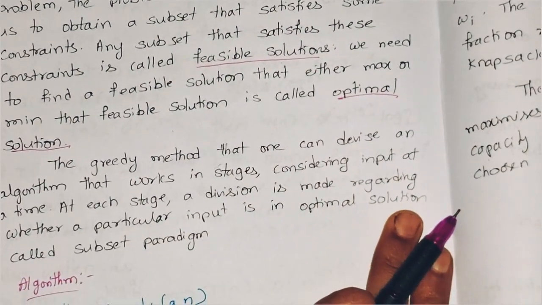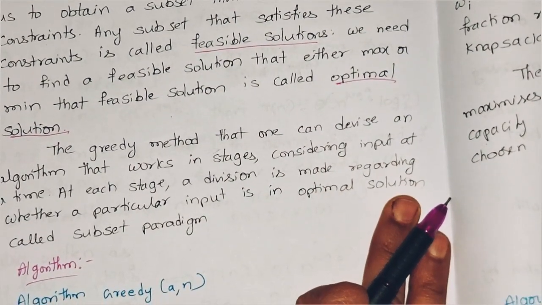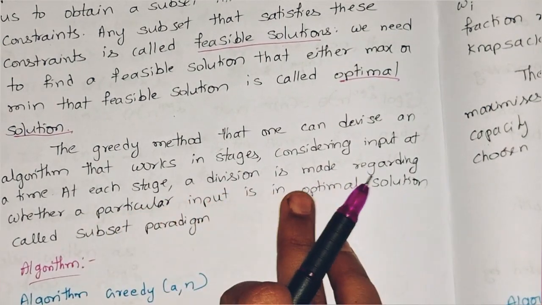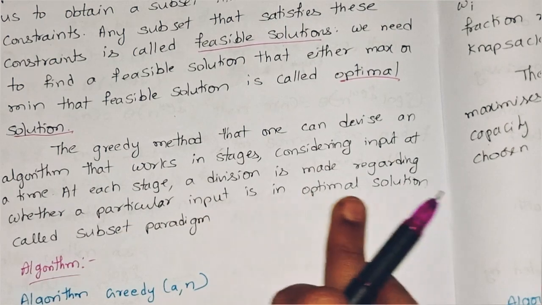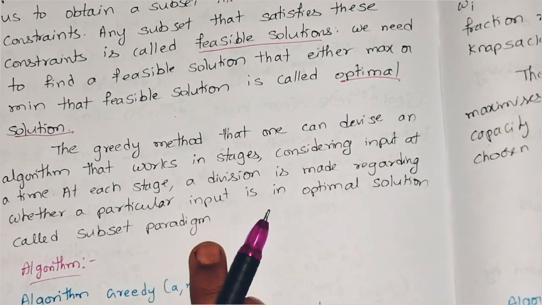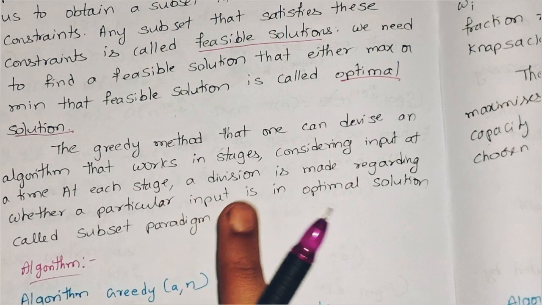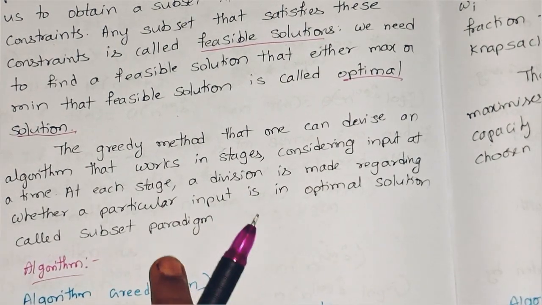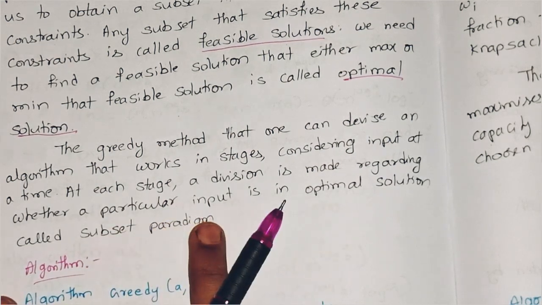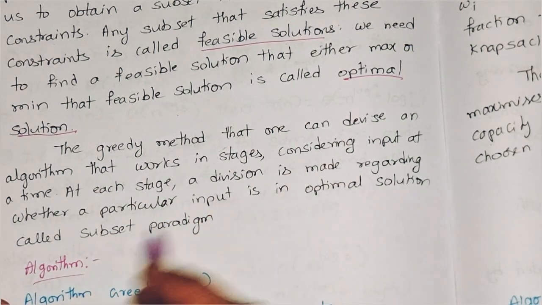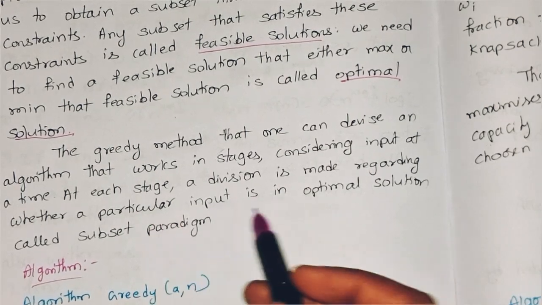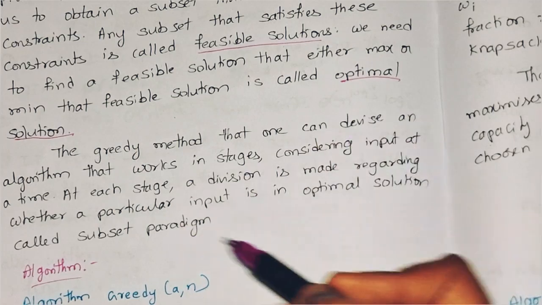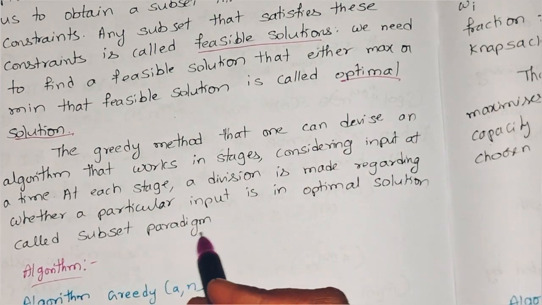With the greedy method, one can devise an algorithm that works in stages, considering one input at a time. At each stage a decision is made regarding whether a particular input is in the optimal solution. That is called the subset paradigm. Here we have two types of paradigms: the subset paradigm and the ordering paradigm. In the subset paradigm, at each stage we check whether the inputs are in the optimal solution, so that we can reach the goal state or not.